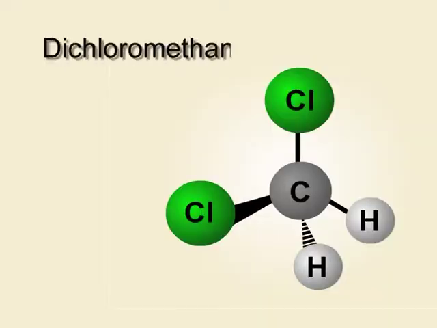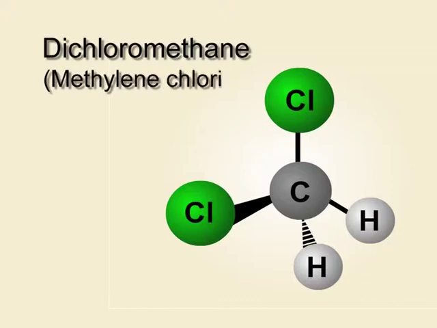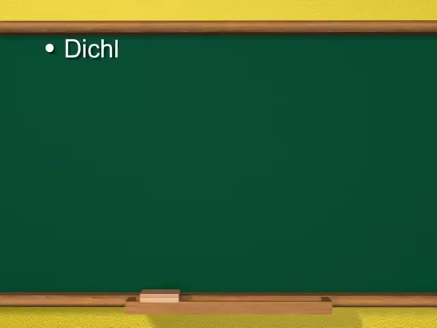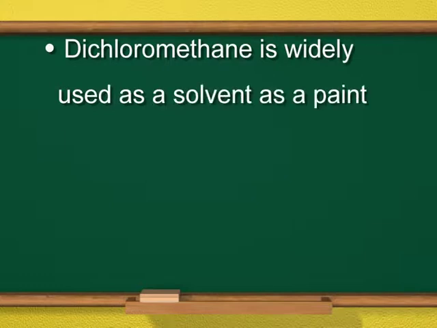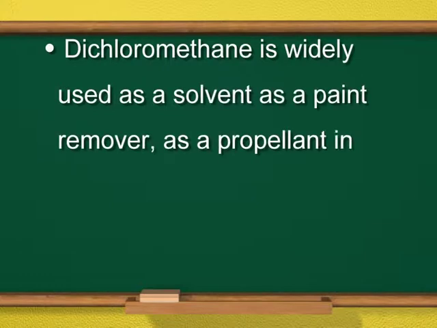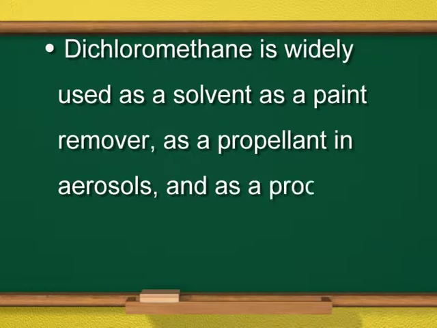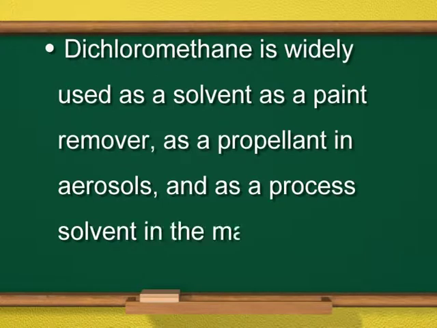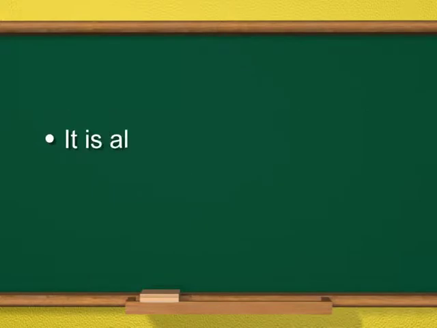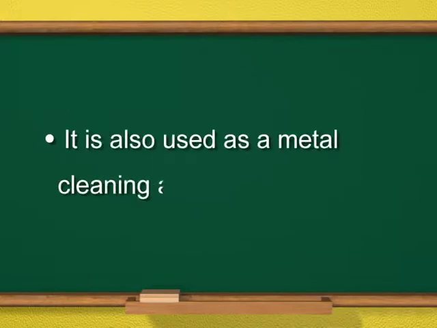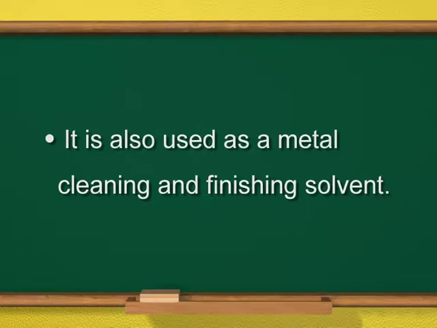Let us first discuss about dichloromethane or methylene chloride. Dichloromethane is widely used as a solvent, as a paint remover, as a propellant in aerosols, and as a process solvent in the manufacture of drugs. It is also used as a metal cleaning and finishing solvent.